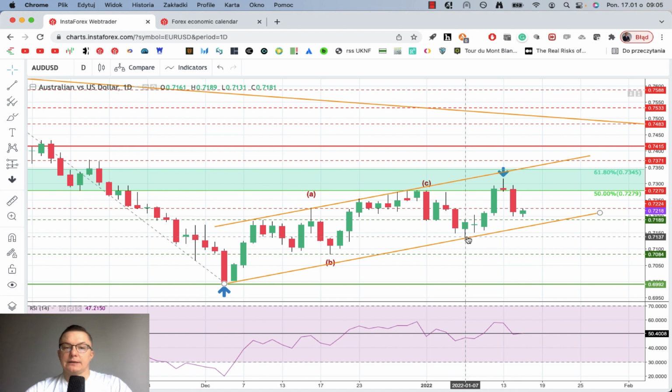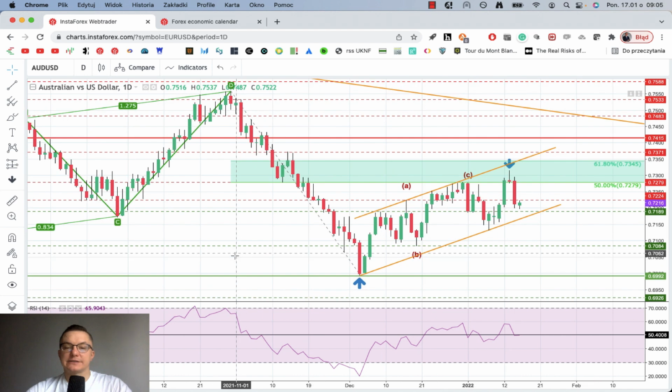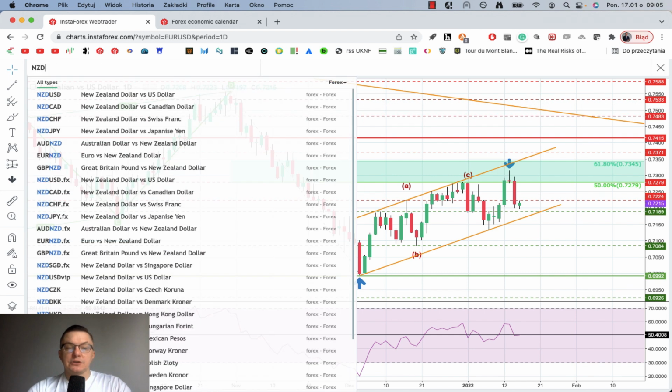below this low here from the 7th of January at 7,131, the market might return to the down move, as we can see this down move here. So that's just some sort of a bounce, as you can see, in the form of the ABC, maybe X, and then ABC, and then down move here. So please pay attention to this movement on the Australian dollar. New Zealand dollar.